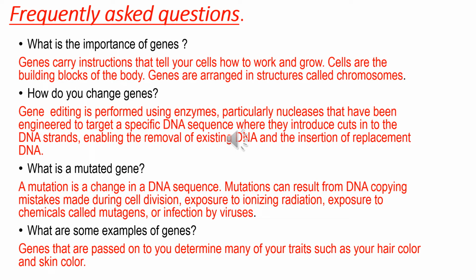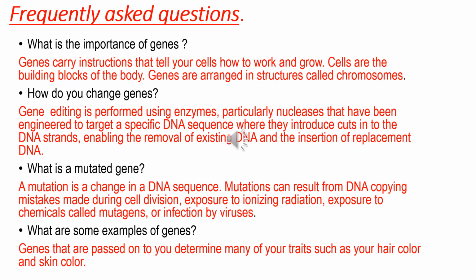And what is a mutated gene? What is a mutation? A mutation is a change in a DNA sequence. Any change in the sequence of DNA will lead to mutation. Mutations can result from DNA copying mistakes made during cell division, exposure to ionizing radiation, exposure to chemicals called mutagens, or any infection by the viruses.